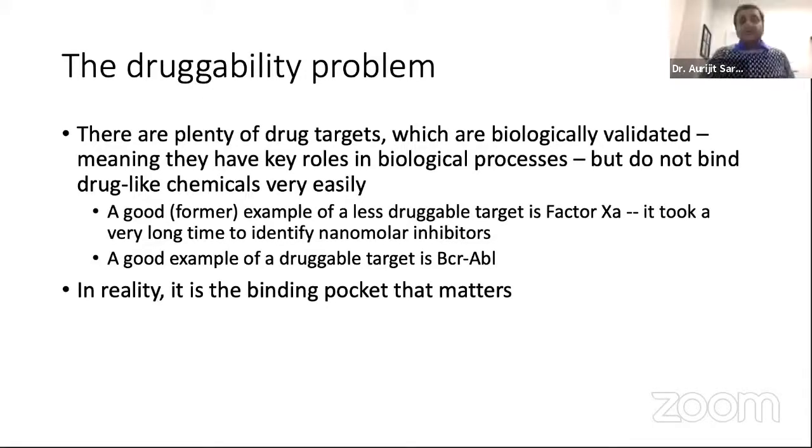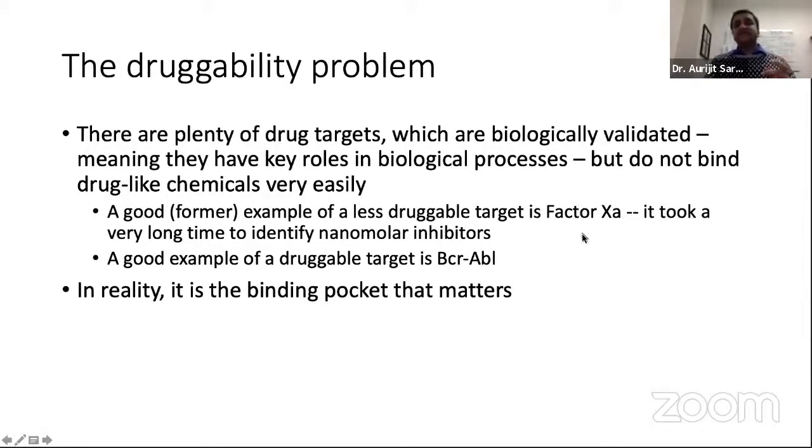So this is summarized really nicely in the druggability problem. There are a lot of different drug targets, many of which are biologically validated. In other words, they have key roles in biological processes, but chemicals do not bind them very easily. In other words, you pop a pill, it reaches the drug target, but it doesn't do anything. Useless, right?